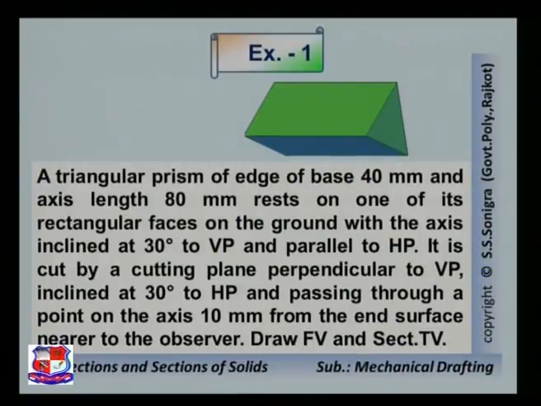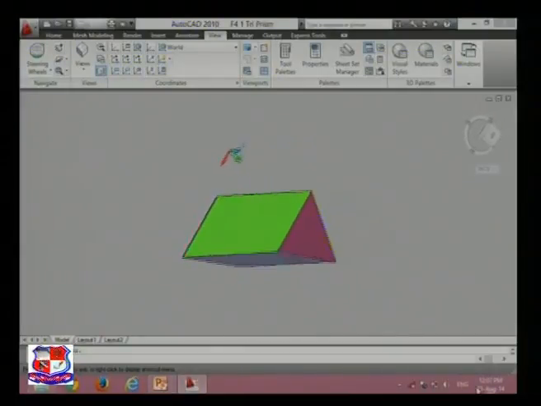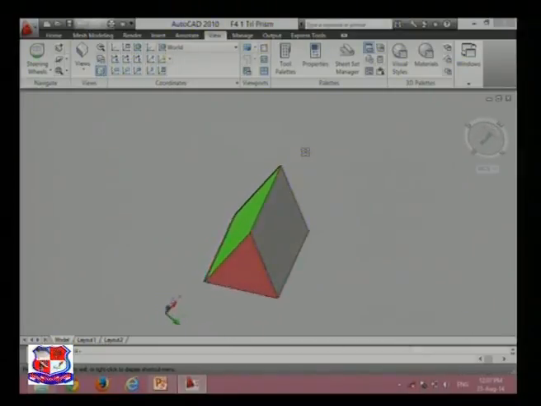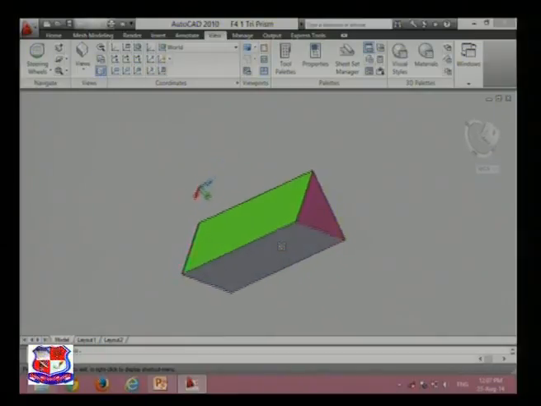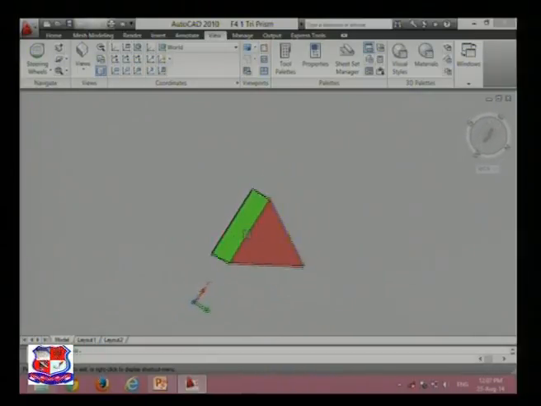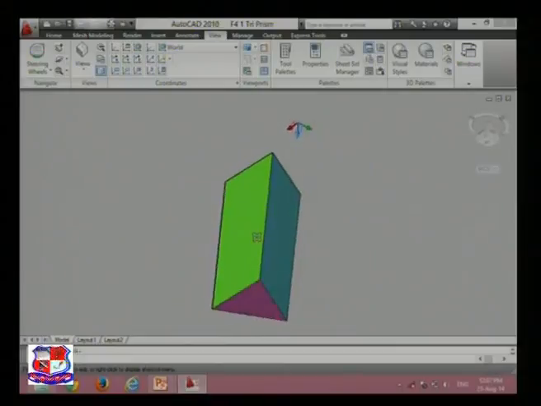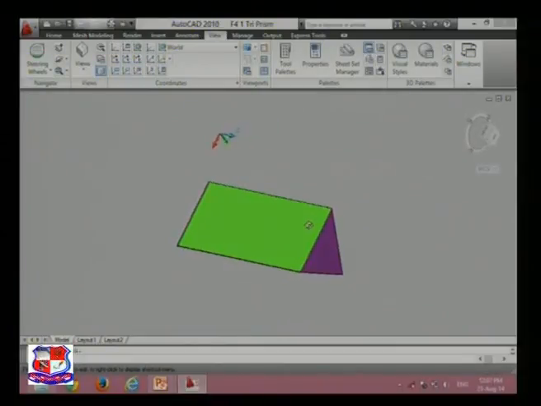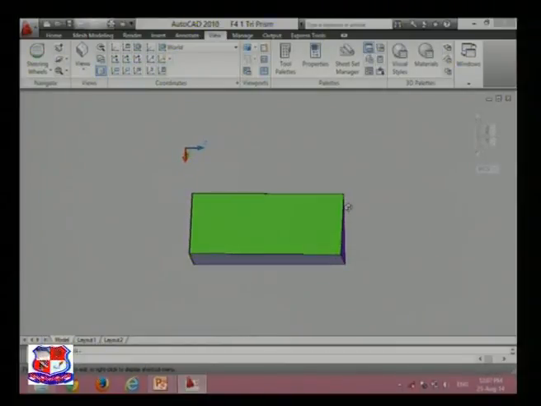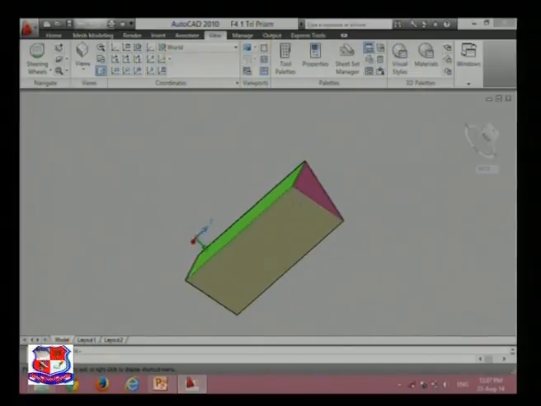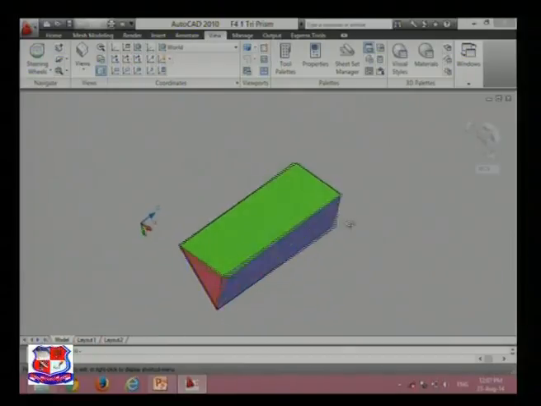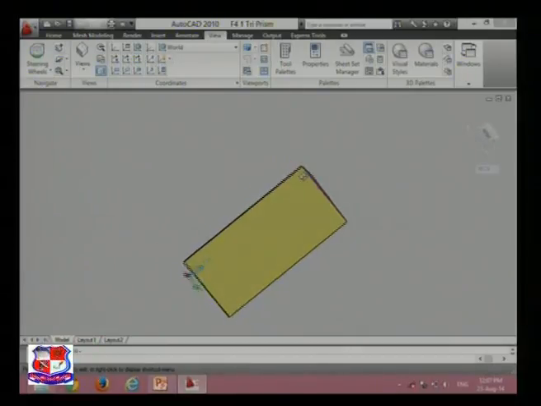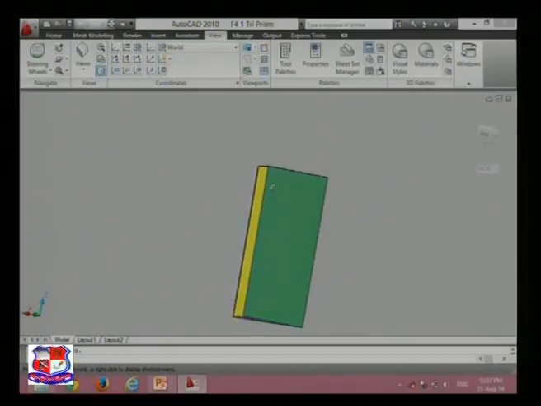Here a triangular prism is given, and as we know, this is the triangular prism. It has two triangular faces and three rectangular faces. Here it is given that this solid is resting on one of its rectangular faces. So it would be like this. This is resting on one of its rectangular faces, and this is the case when it is given that it is resting on a triangular face. So here, as the first step, we will assume that it is resting on its triangular face.